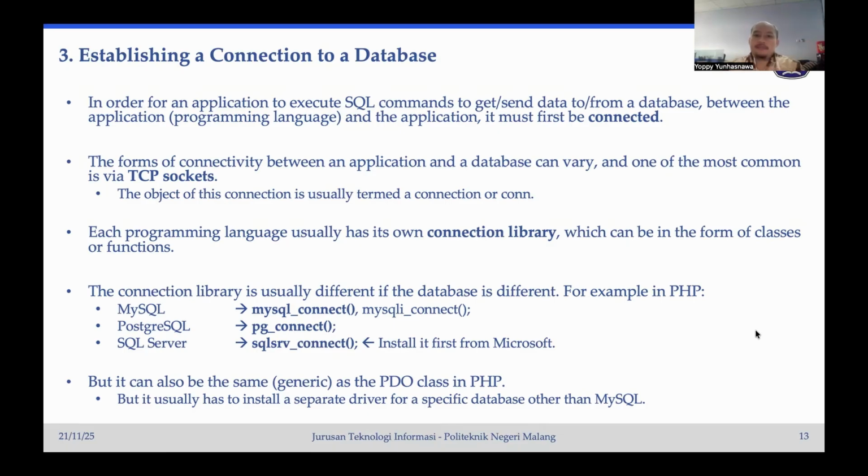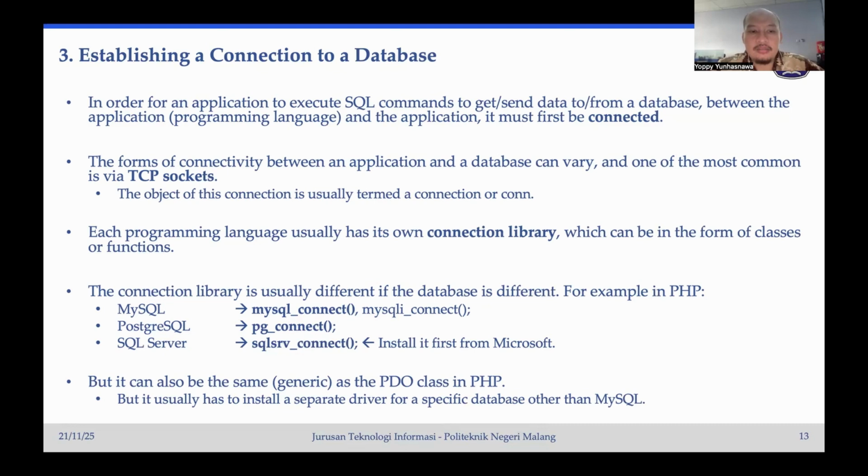And usually in a programming language, this connection is termed as connection, or usually we use con if we create a variable of connection. And then each programming language usually has its own connection library. So we can use many different programming languages to create a connection, but in different programming languages, the way that we create a connection may be different. And this connection library usually is in the form of classes or functions.